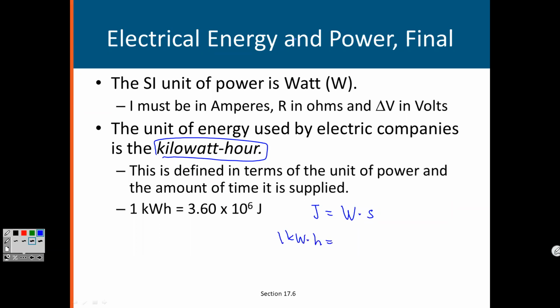So let's convert into watt second. Kilowatt is 10 to the power 3 watt. And 1 hour is 3,600 seconds. So that gives me 3.6 million watt second. 1 kilowatt hour is a huge amount of joule. Watt second is joule, right? So 3.6 million joule will make 1 kilowatt hour. Is that clear, everyone?